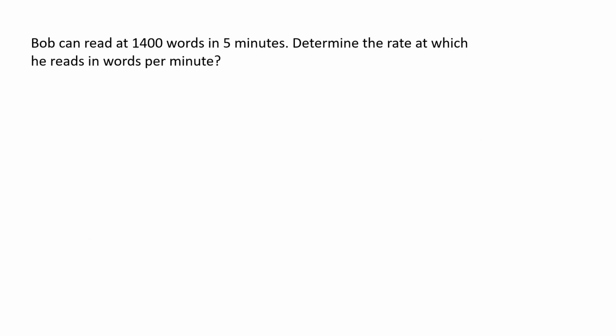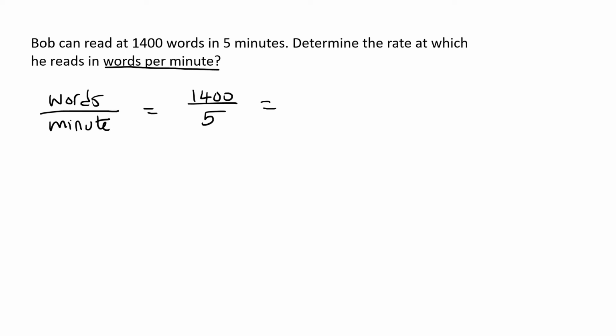Okay, so here are some examples. Bob can read 1,400 words in 5 minutes. Now listen carefully. Determine the rate at which he reads in words per minute. So words is at the top, per minute. Okay, so that's going to be words at the top, minutes at the bottom. If you calculate this, you end up with 280 words per minute. So that means that Bob can read 280 words per minute, or in a minute.